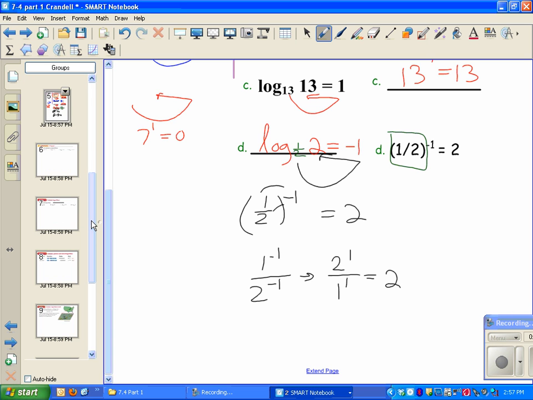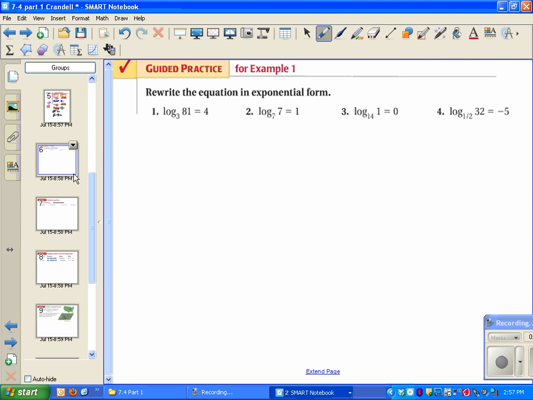All right. Guided practice, same idea. You're just going to rewrite all of these in exponential form. So if you want to do that now, great. If not, you can wait till in practice or in class.